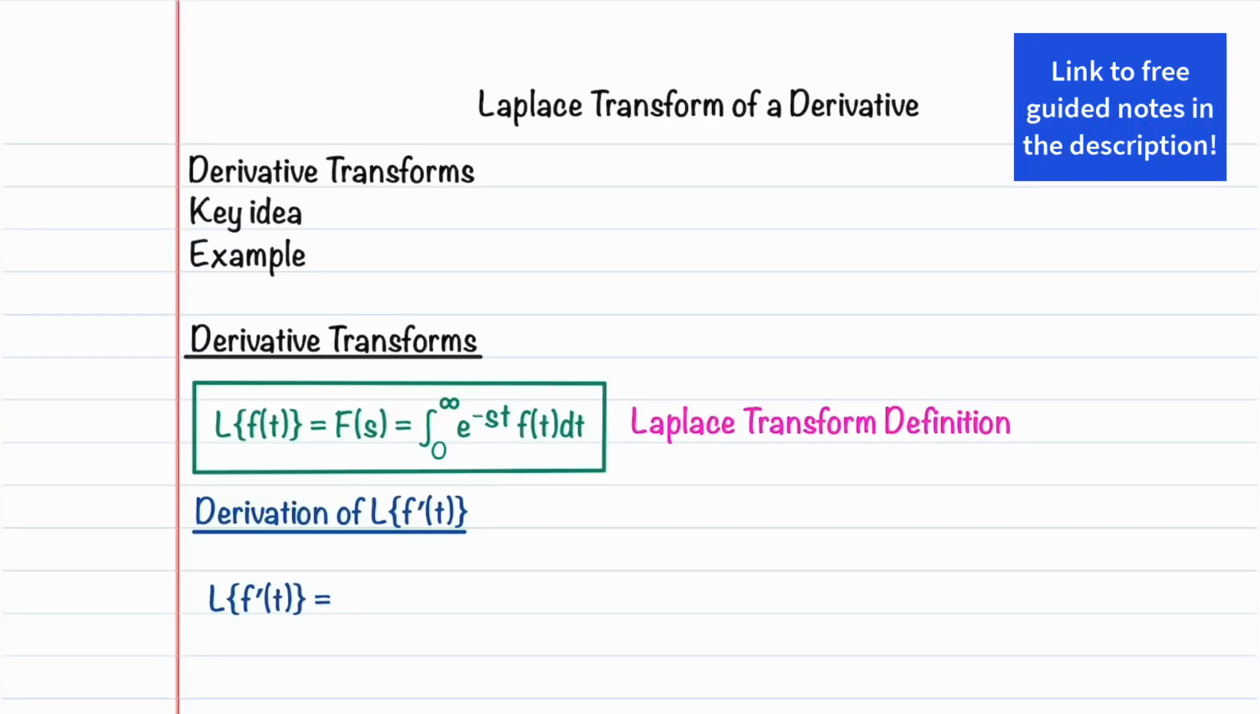This is the video where everything starts to come together. We're going to derive the rule for what happens when you take the Laplace transform of a derivative. This is the step that allows us to use Laplace transforms to turn a differential equation into a much easier algebraic equation. By the end of this video, you'll be able to take a differential equation and turn it into an algebraic equation in S.